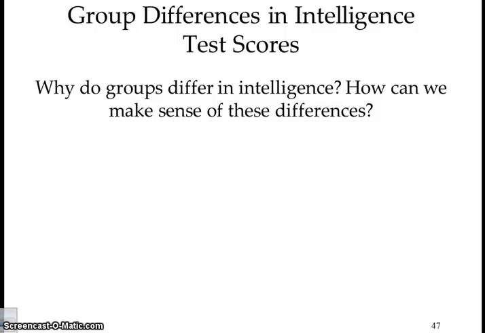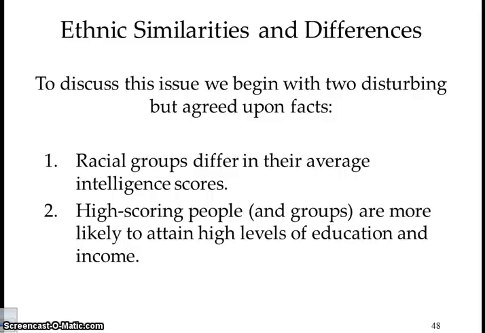So we look at group differences in intelligence. Why do groups differ in intelligence, and can we make sense of these differences? So, ethnic similarities. Racial groups differ in their average intelligence score. Now, the main reason why racial groups do differ in their average intelligence scores is because of discrimination that occurred a long time ago and still occurs today, okay?